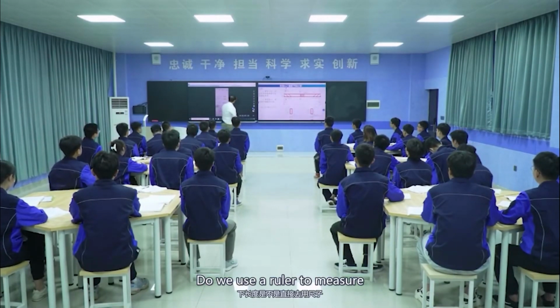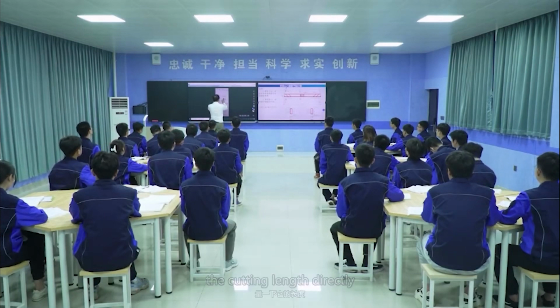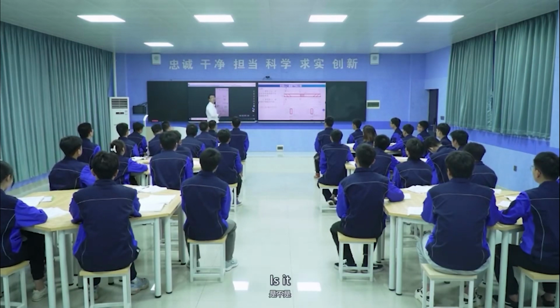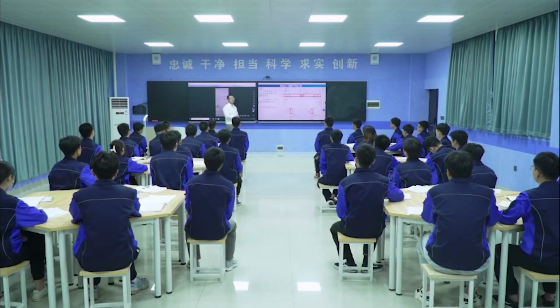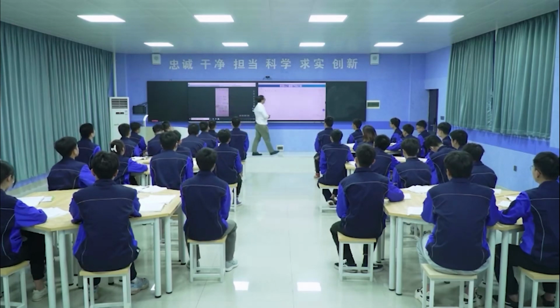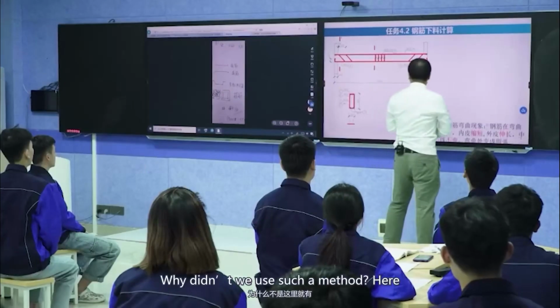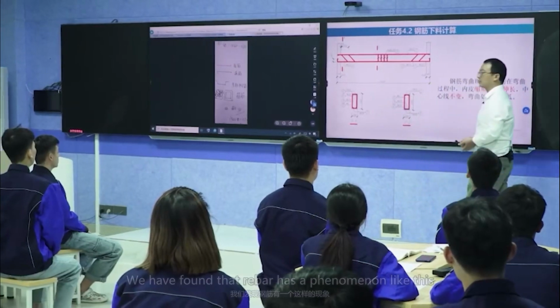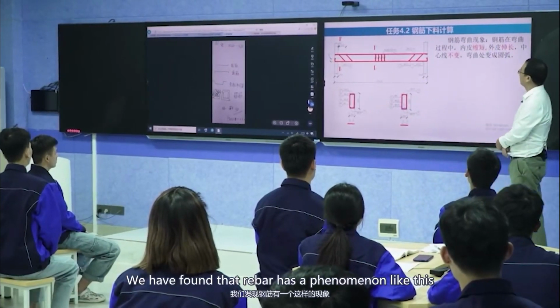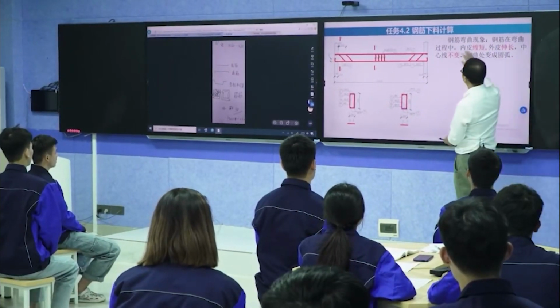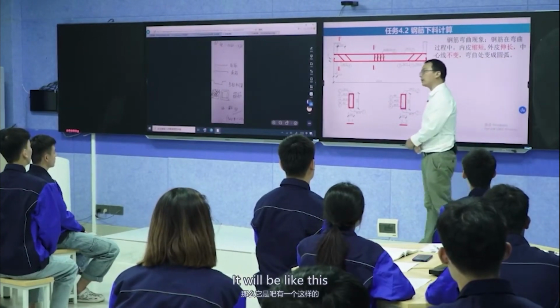do we use a ruler to measure the cutting length directly? It's not, right? Why didn't we use such a method? Here, we have found that rebar has a phenomenon like this. When the rebar bends, it will be like this.